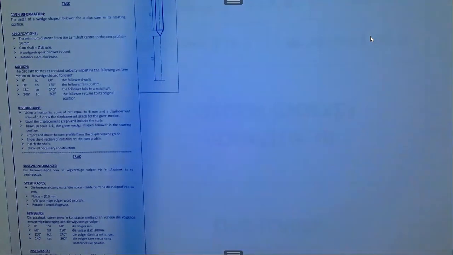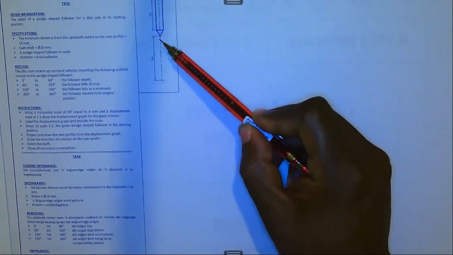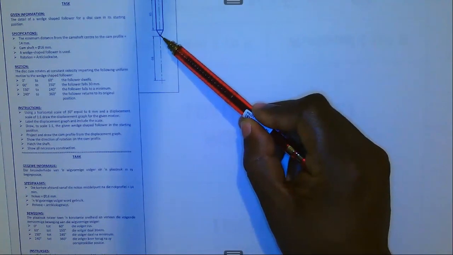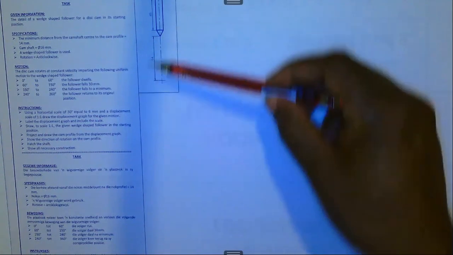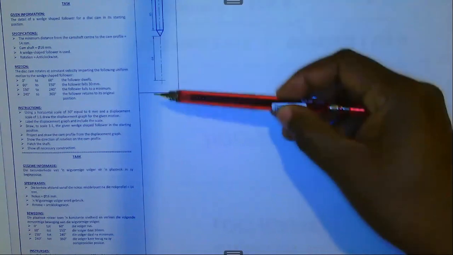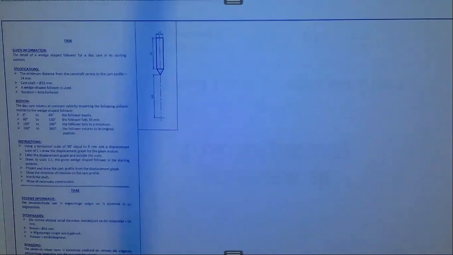Okay, so here we are. Let's remove this. In terms of the information that is given, the detail of a wedge-shaped follower for a disk cam in its starting position. I just want to explain, if you look at this, this is what we refer to as a wedge-shaped follower. Remember, a follower is the one which is in contact with the disk cam. In this case, you will find that it will be pushed up and down in terms of its movement, but that movement up and down is what would get the job done on the other end.